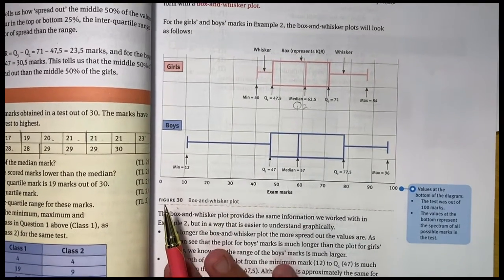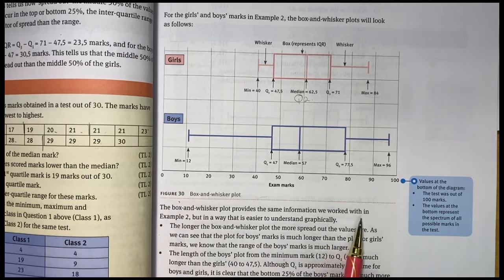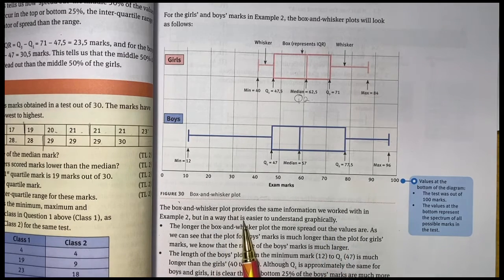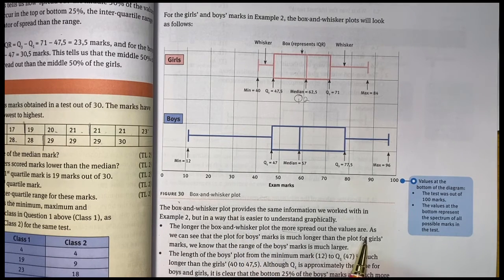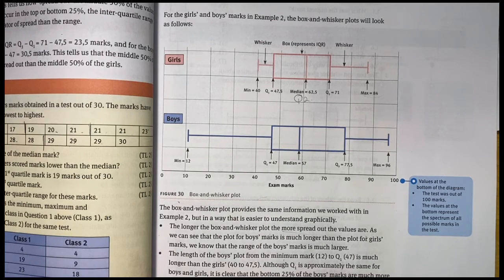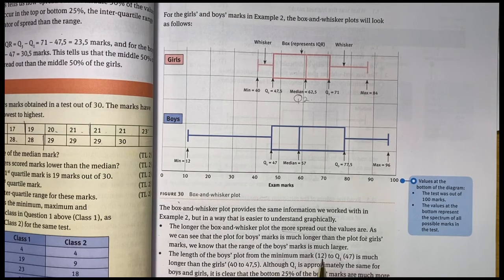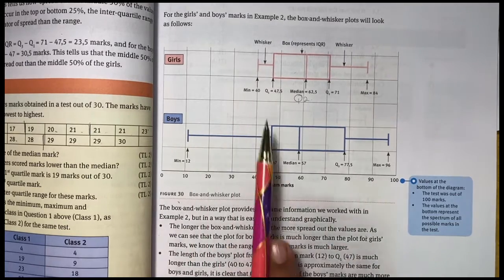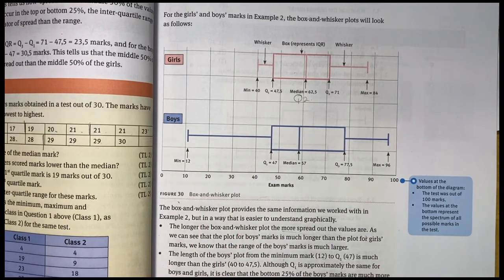The box and whisker plot provides the same information we worked with in example 2, but in an easier way to understand it because it's graphical. The longer the box and whisker plot, the more spread out the values are. And we can see that the boys' plot is much longer than the girls', because we know that the spread of the boys' marks was larger. The length of the boys' plot from the minimum mark 12 to Q1 47 is much longer than the girls. So they're saying this first whisker is quite long as compared to that short whisker.